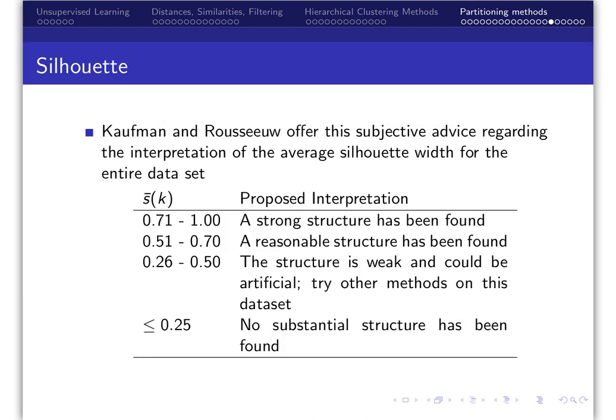Kaufman and Rousseeuw offer this subjective advice for interpreting average silhouette width for the entire data set. If the average silhouette width is between 0.71 and 1, a strong structure has been found. If it is from 0.51 to 0.70, a reasonable structure has been found. If it is from 0.26 to 0.50, the structure is weak and could be artificial. And if it is less than or equal to 0.25, no substantial structure has been found.